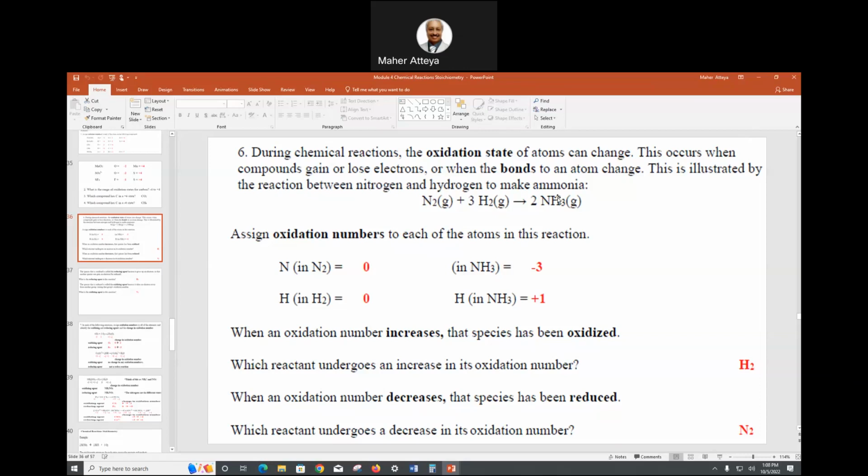Now, let's look at the example here. We have this chemical reaction here. Let's look at this chemical reaction. The question is twofold. The first part of this twofold question is, what is the oxidation number of nitrogen on the reactant side? And what is the oxidation number on the product side of the chemical equation?